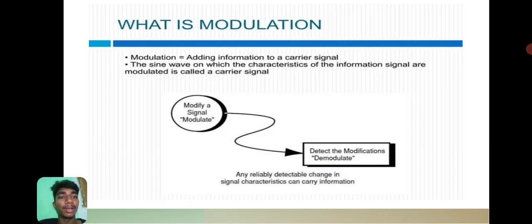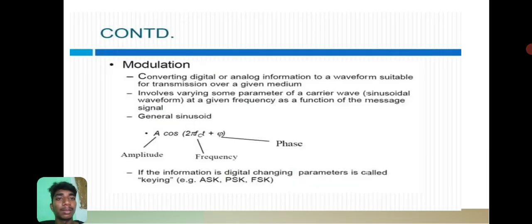Modify a signal: modulated. Detect the modifications: demodulated. A reliable detected change in signal characteristics can carry information. Modulation is converting digital or analog information to a waveform suitable for transmission over a given medium. It involves varying some parameters of a carrier wave, a sinusoidal wave at a given frequency, as a function of the message signal.